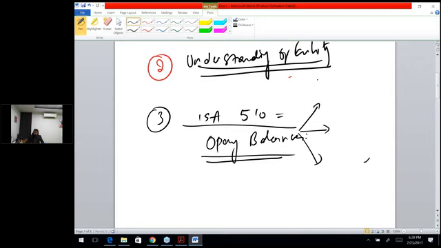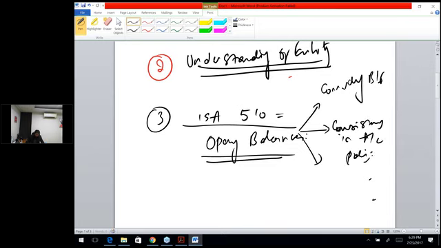The number one thing is that the opening balances are correctly brought forward, and there is a consistency in accounting policy. So these are the two major things that you need to consider whenever you are considering the opening balances, which is the consistency in accounting policy, and that the opening balances are correctly brought forward. That is also one of the things that you need to consider.